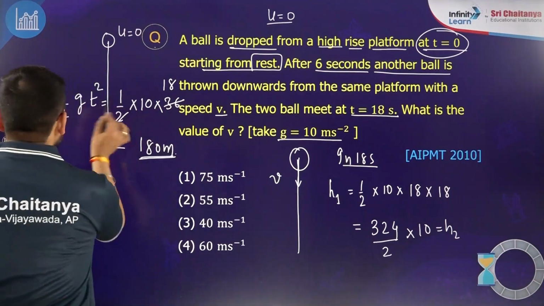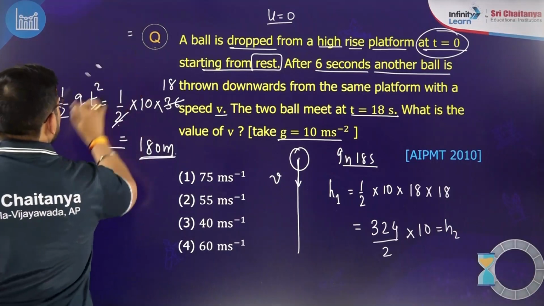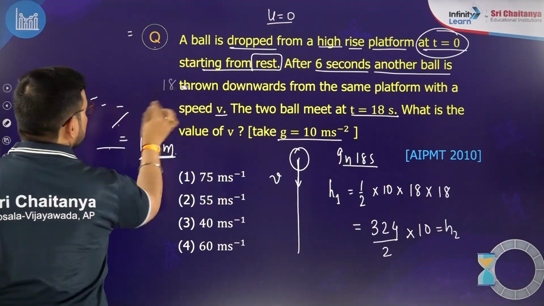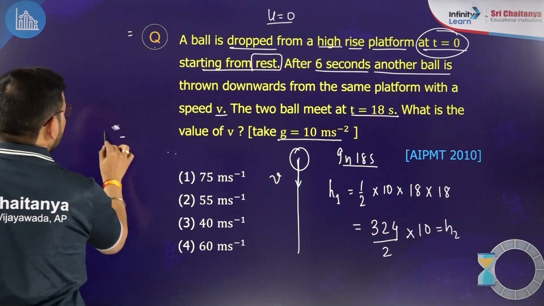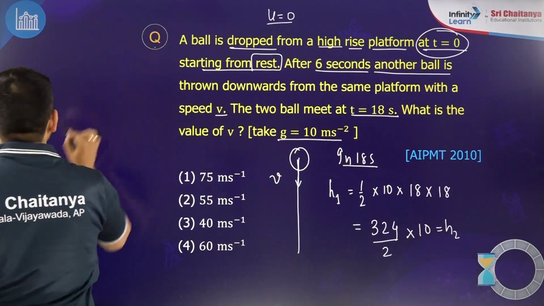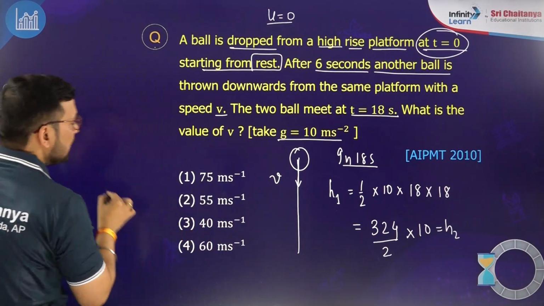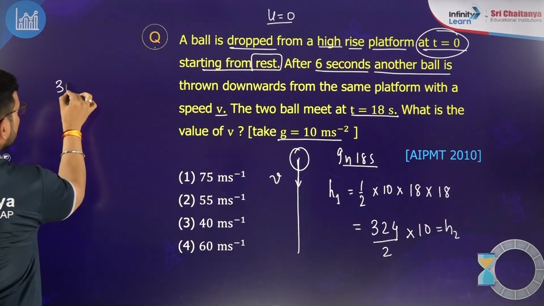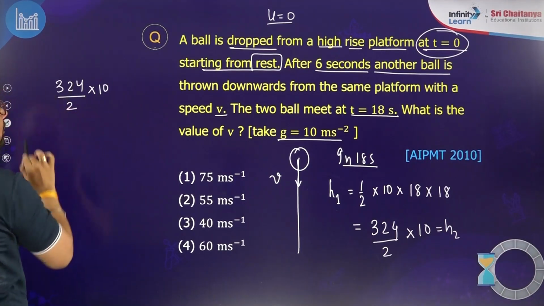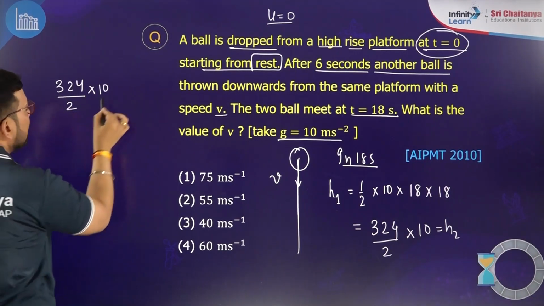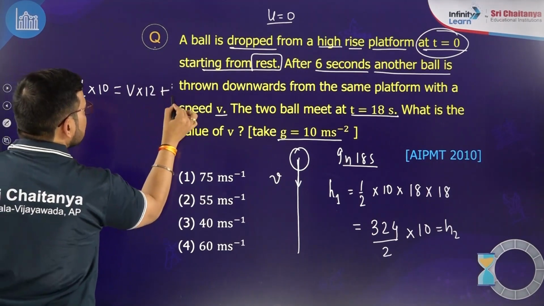And this I was doing for relative, but if I am not taking relative here, then we can do one thing. Understand the sequence of the question. Your first ball has fallen for 18 seconds, but the second ball is only falling for 12 seconds. So that is equal to 324 by 2 into 10. That is the height fallen by the second ball also, as it wants to meet the first ball with velocity v. Time is 12, plus half g t square.